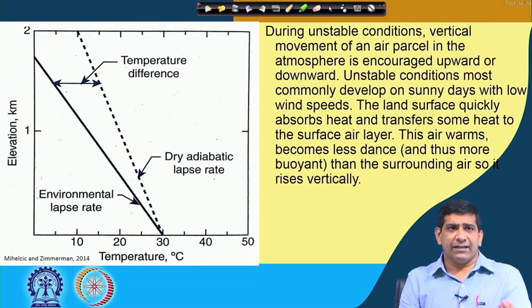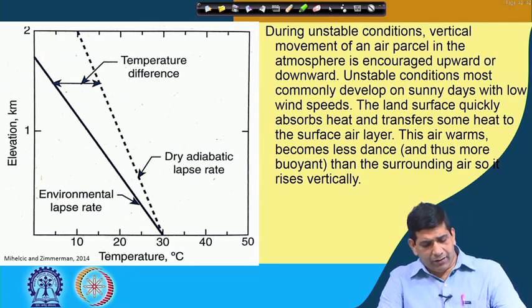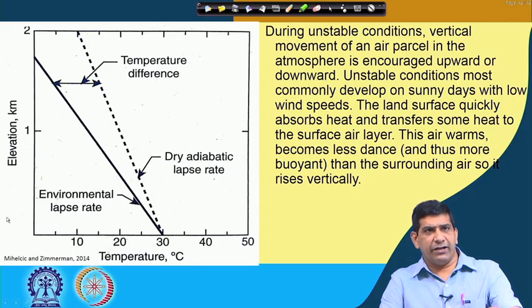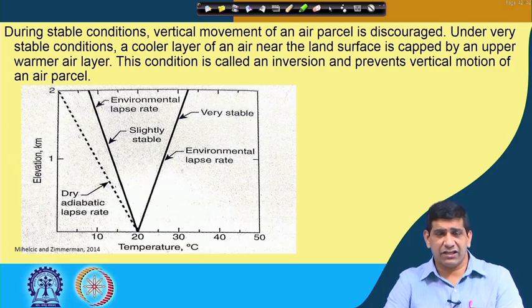As you can see, as the elevation goes up, the temperature changes, and we have the environmental lapse rate. We will explain all of these, what the dry adiabatic temperature difference is and all that. You will see this picture again in other slides too. That was an unstable condition. During a stable condition, vertical movement of an air parcel is discouraged. So it's kind of stay still.